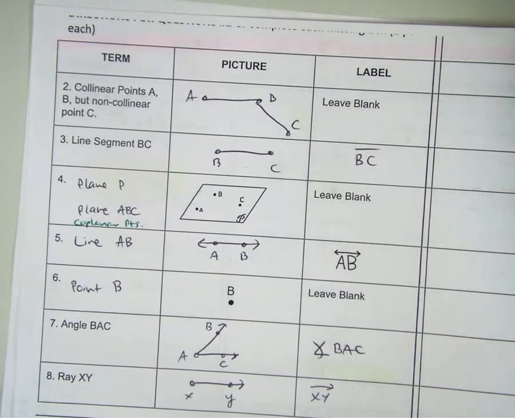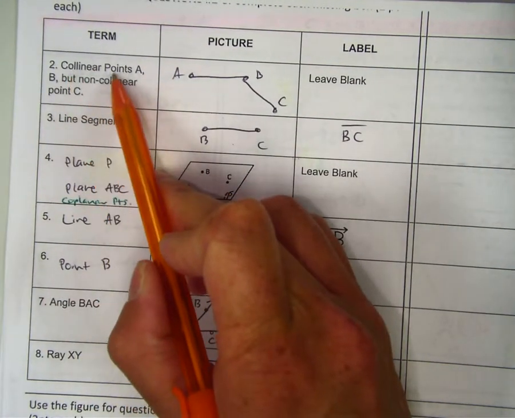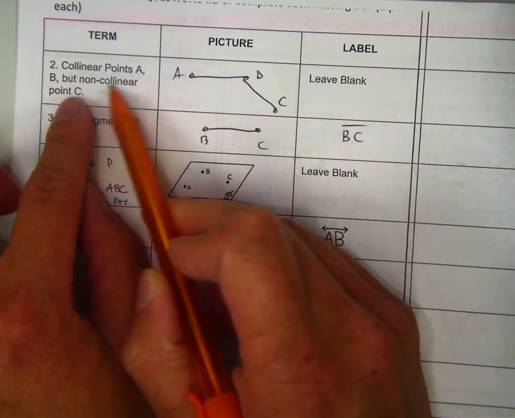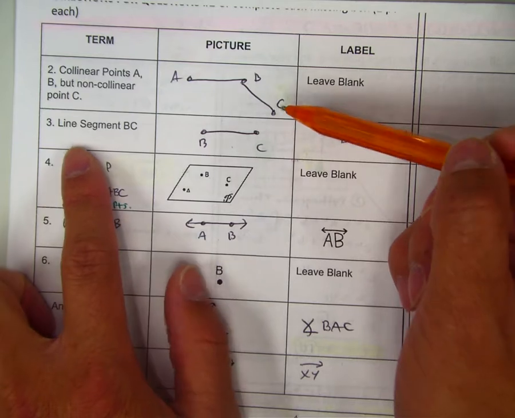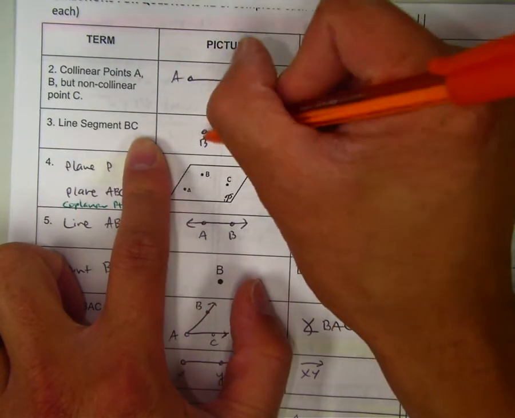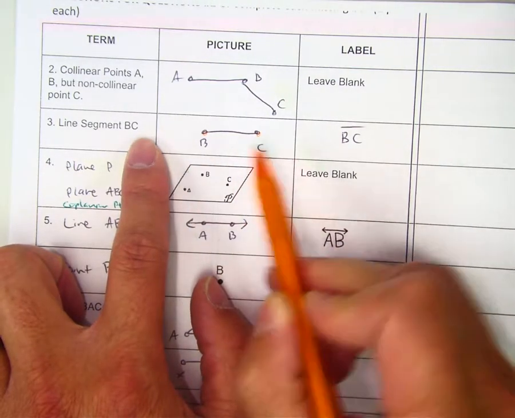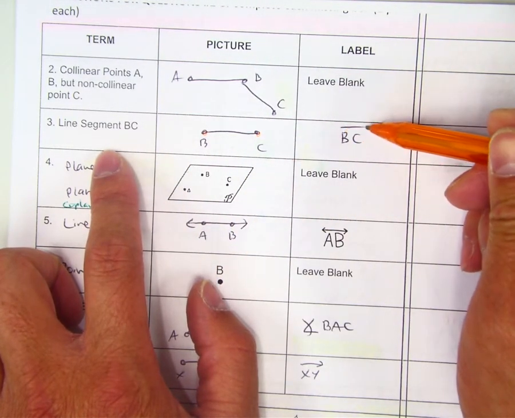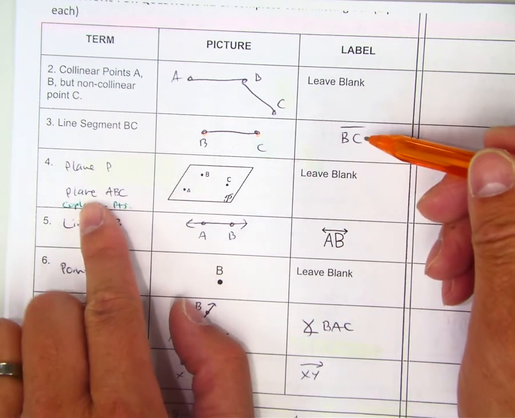Alright, so this is the back side. Collinear points A and B, which means they're on the same line, but non-collinear off the line is C. Question number 3 tells you for a line segment. Line segment is between 2 points. And don't make the mistake when you're labeling it, there should not be any points or dots right there. A lot of you guys did not learn that from your last video.